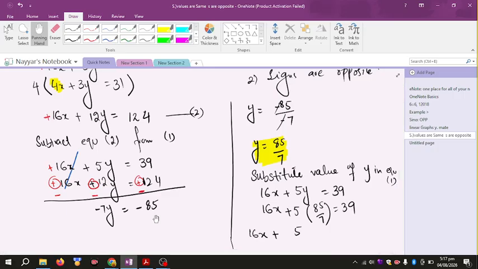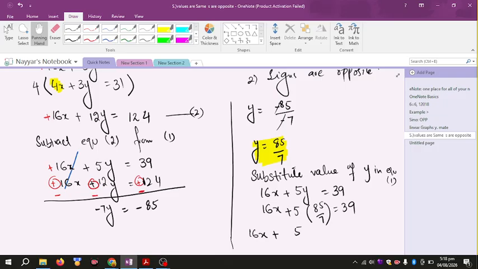Yeah, got it. Okay, so 7 is multiplying with y, when you move it to this side, it will be divided, and you will get y is equal to 85 by 7. And now once you find out the value of y, you will substitute it in equation 1 to get the value of x. So that is what I am solving.